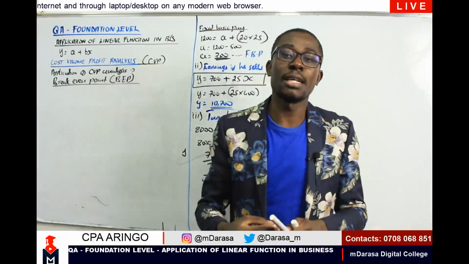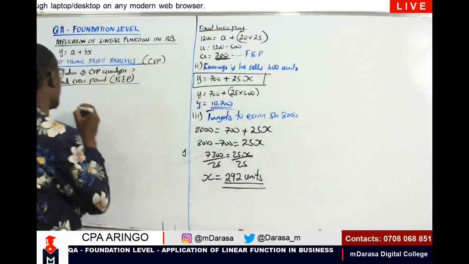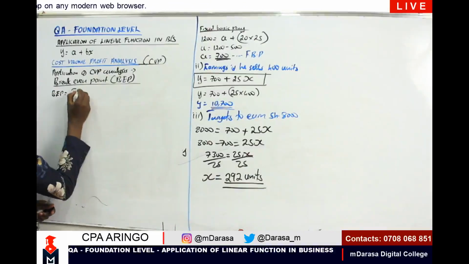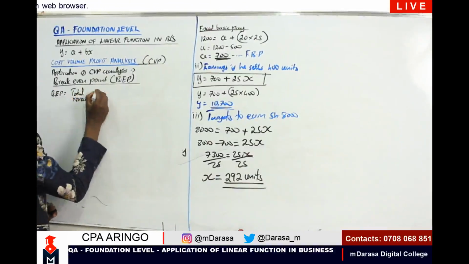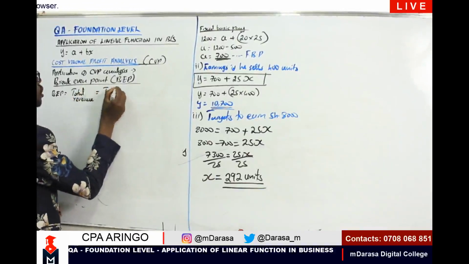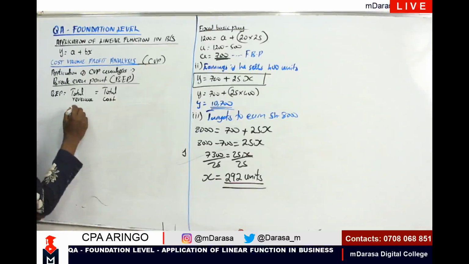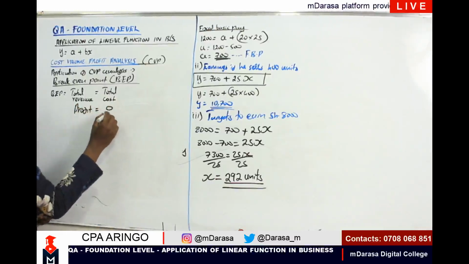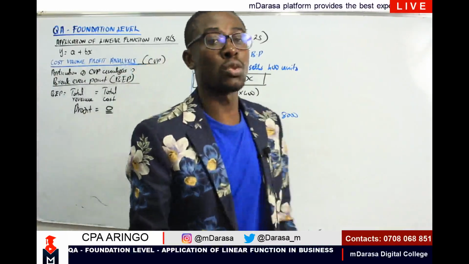That is what you're terming as break-even point. We are saying that at break-even point, our total revenue will be equal to our total cost. Same case, it is a level of production where our profit is equal to zero. That is what you're terming as break-even point.